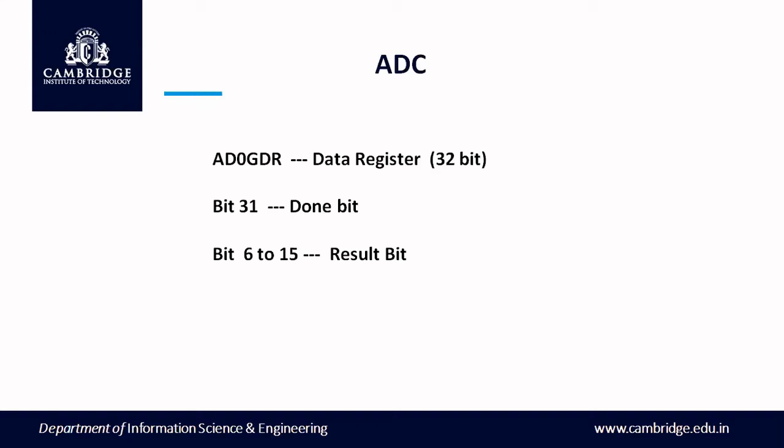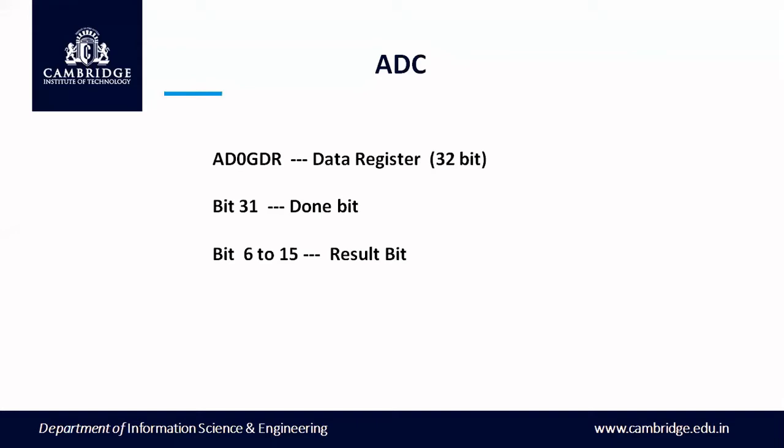So this bit 31 value will become 1. That shows that it is done. Done means the conversion is done. After converting, you should get some result in the digital format. That result will be available in bits 6 to 15. So these 2 values are used in AD0GDR. Once the conversion process begins and the complete conversion is done, then bit 31 will be set, and the available result will be present in bits 6 to 15. So that is AD0GDR.